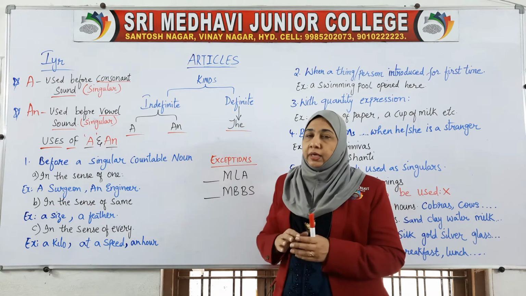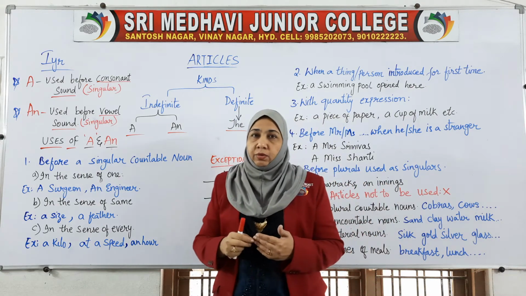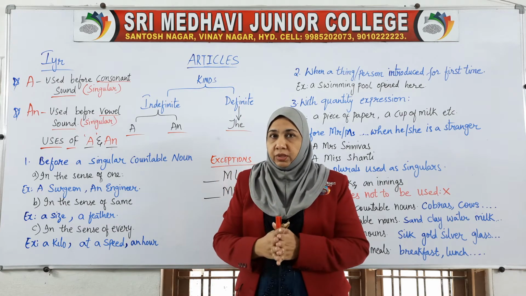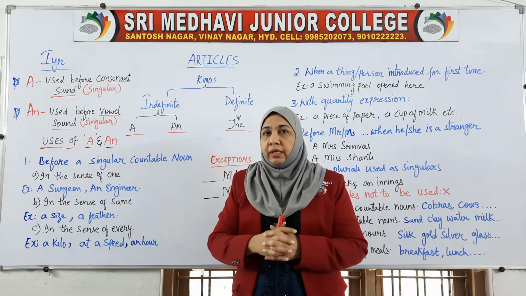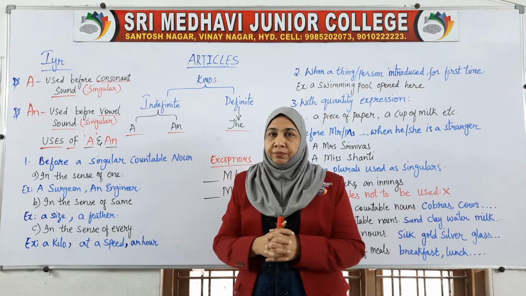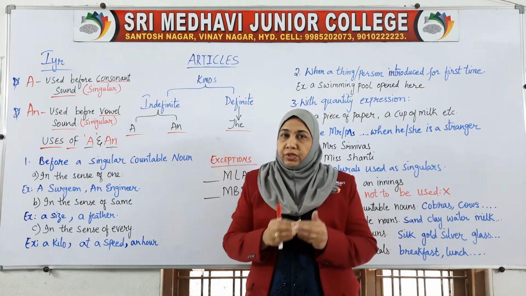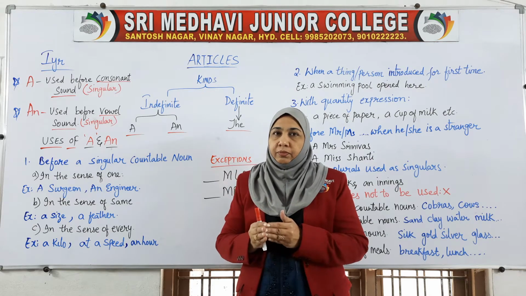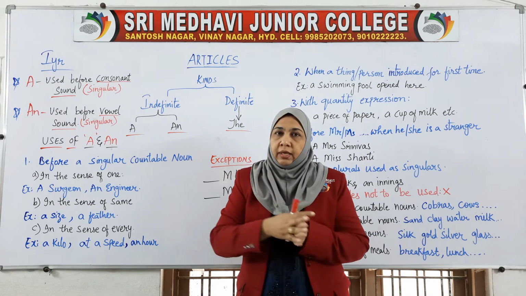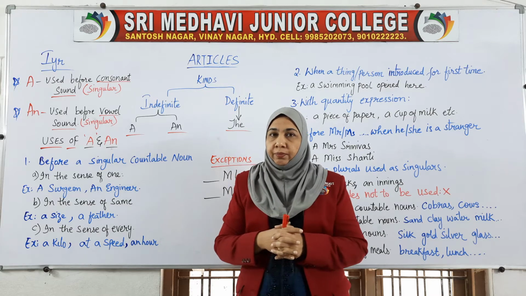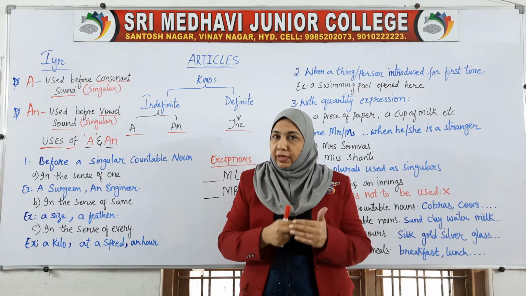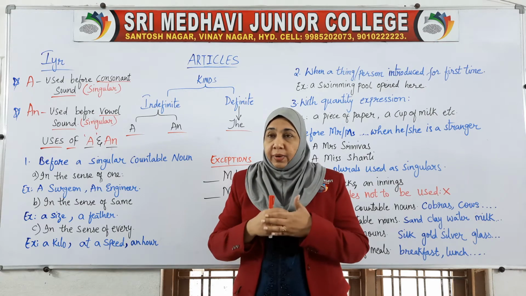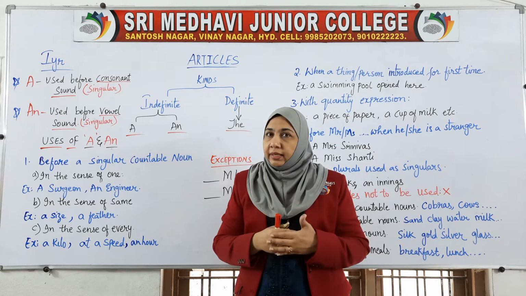I remember many classes where I have asked the students, when do we use the indefinite article a or an? 90% of the students give the answer: a before a consonant and an before a vowel. Vowels are 5, consonants are 21. But this is not the correct answer.